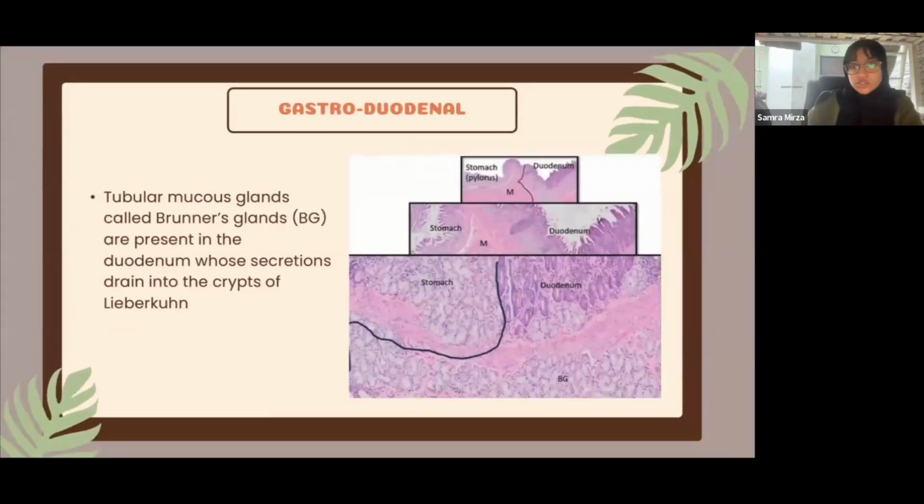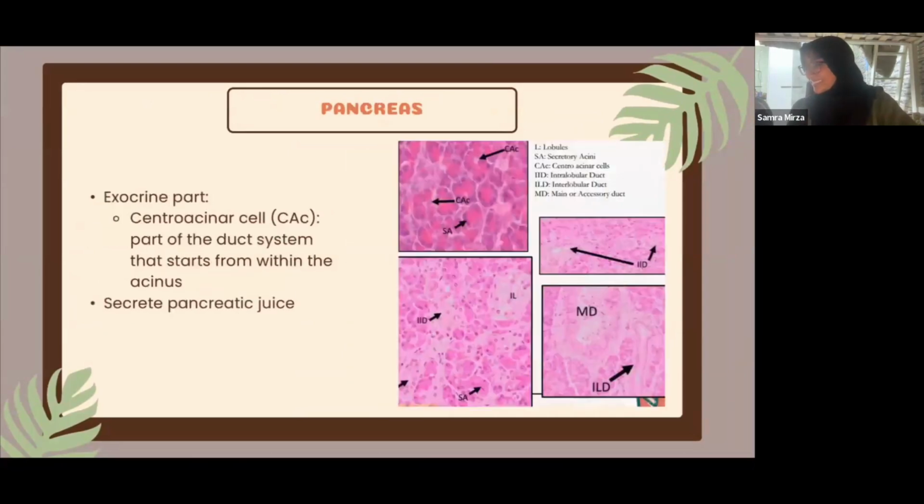Finally, we have the gastroduodenal junction. This is where the stomach meets the duodenum. There's not much to point out here, except for there's a change in glands between the stomach and the duodenum, which are called Brunner's glands, and the secretions drain into the crypts of Lieberkühn. You just have to memorize that, sorry.